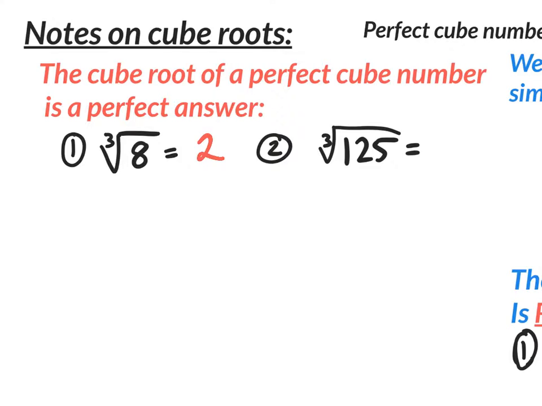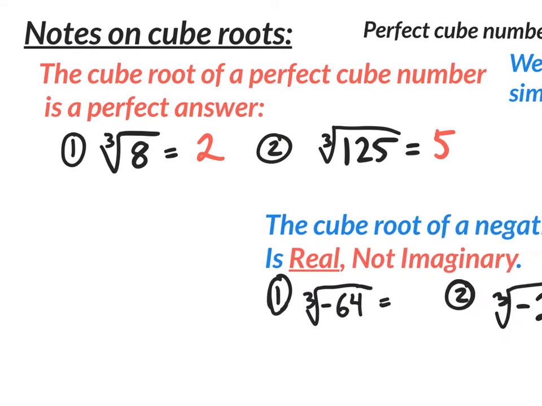Okay? How about number 2? What's the cube root of 125? 5. Why is the answer 5? 5 times 5, 25. Times 5 is 125. So you want a perfect cube number inside of the cube roots. And we'll get to breaking them down and rewriting them with multiplication on the next slide. But right now, here's an interesting fact.